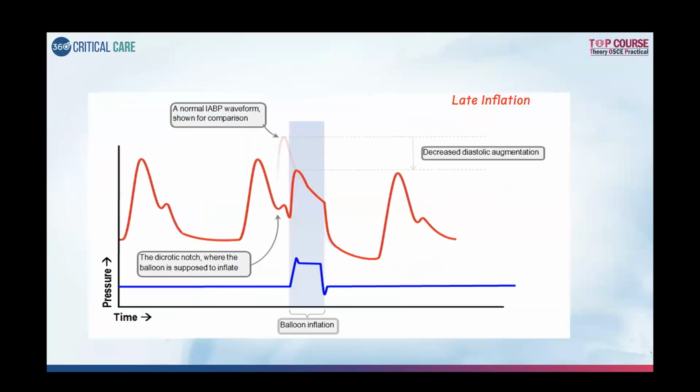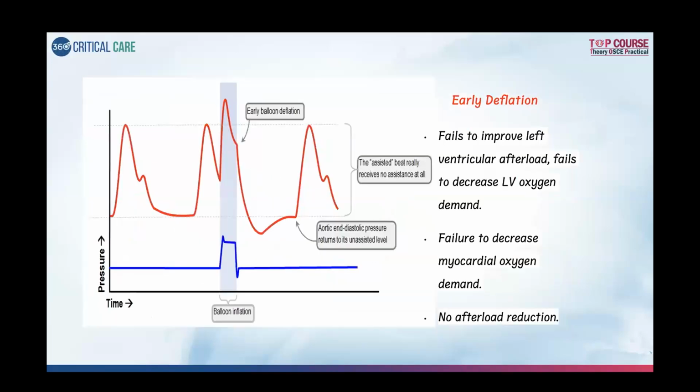Now late inflation, it should have inflated here, but it has inflated much afterwards. What can happen with it is there will be decreased diastolic augmentation. The augmentation should reach this height on the waveform, so that the coronaries are well perfused in the diastole. But because it is inflating late, the augmentation is much lower, and thereby the coronary perfusion will be compromised. So it will not serve the purpose.